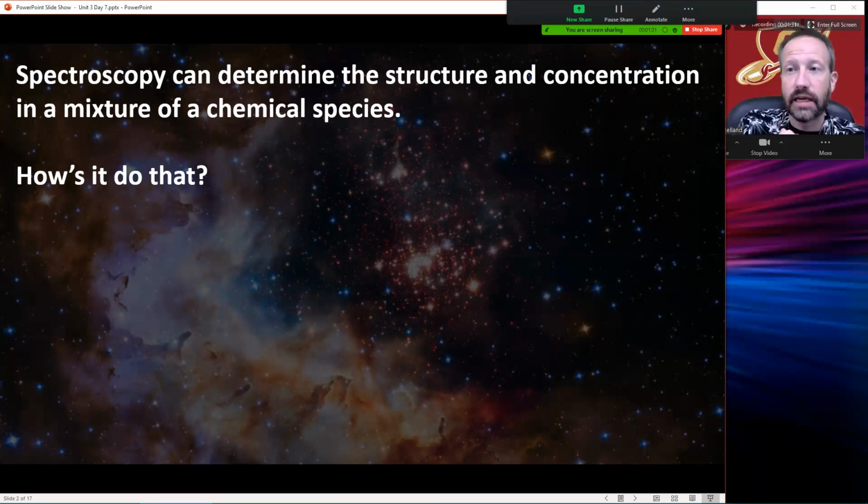Spectroscopy is a way to determine structure and concentration in a mixture of a chemical species, okay? So you have a mixture, more than one thing put together. We can figure out structure or concentration of those things using spectroscopy. How does it do that? Well, I'm glad you asked.